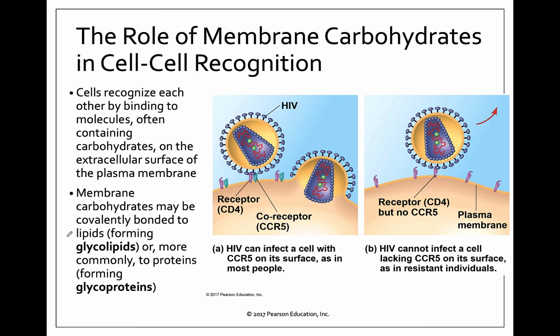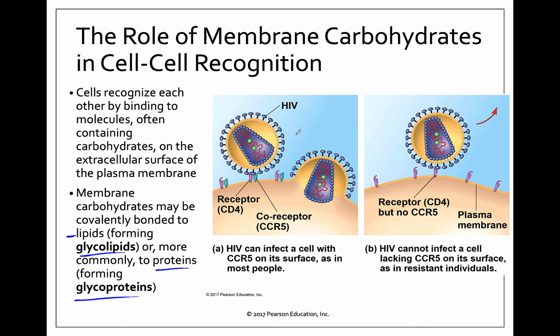So often you can get lipids that bond with carbohydrates, called glycolipids. And then the most common is to have proteins with carbohydrate portions of them called glycoproteins. And these carbohydrate portions are important in helping the cell recognize other cells.